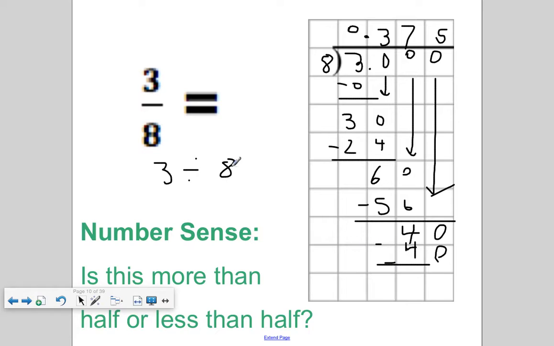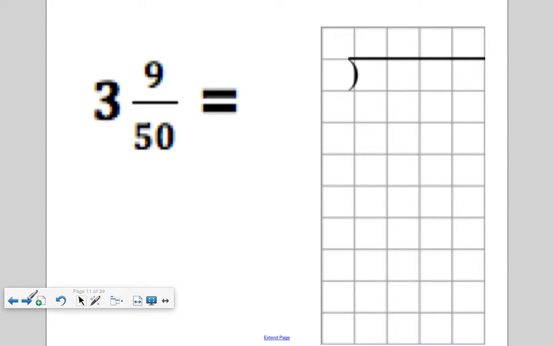0.375, which is the same as saying 3 divided by 8 or 3/8. And that is less than 0.500 or 1/2. What if you are given a mixed number? Can you find its decimal equivalency?